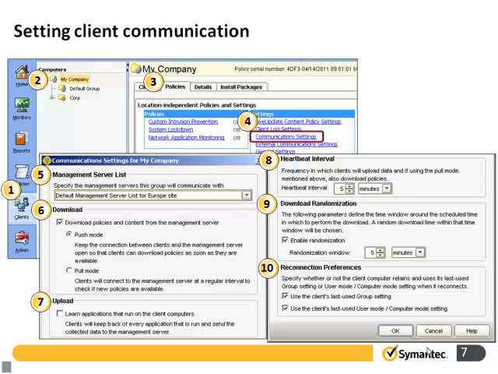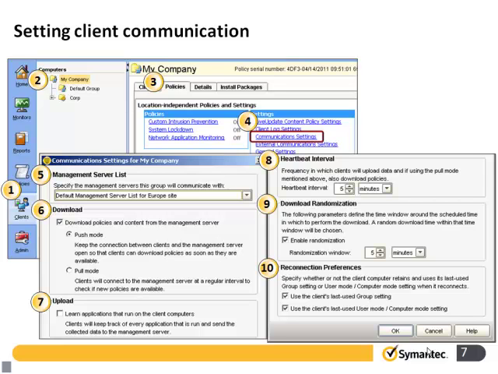Here we can see on the clients page, once we've chosen the group, we've selected My Company in this case, we can choose the Policies tab on the right-hand side and number 4, Communication Settings. Under there we need to specify the Management Server List. The Management Server List is the list of servers that this particular client can communicate with. Number 6, we need to specify the download. Do we wish to download policies and content from the management server? And there we specify the push or the pull mode.